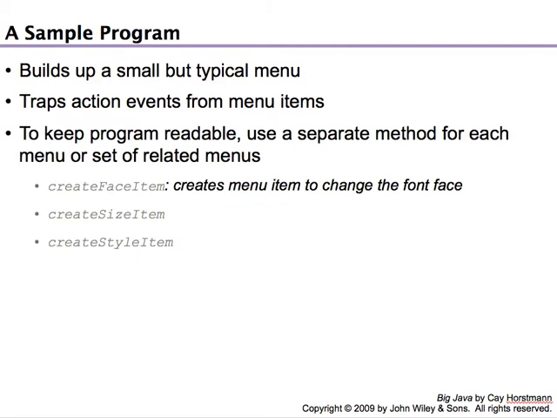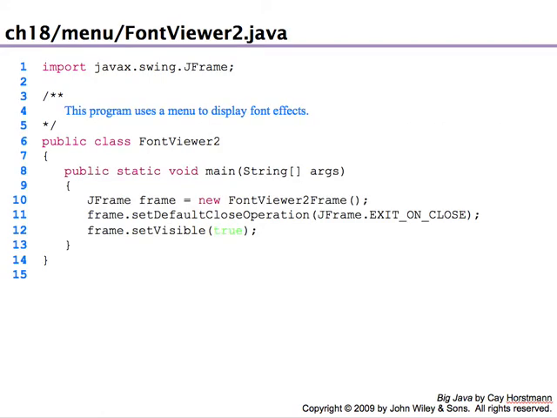So this is the program. You have to organize the program. You're using separate methods: create face item, size item, and list item. Again, the main method is now kind of standard. It creates an object of the customized frame that you created, sets the close operation on the frame, make the frame visible, and that's all.